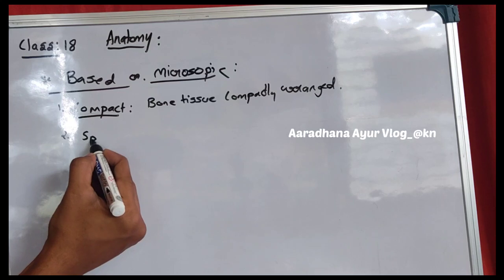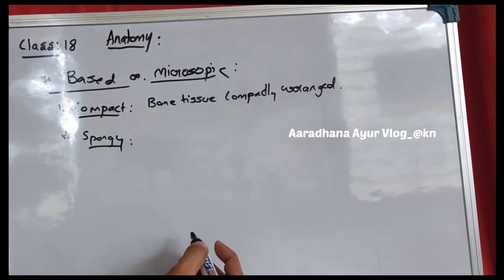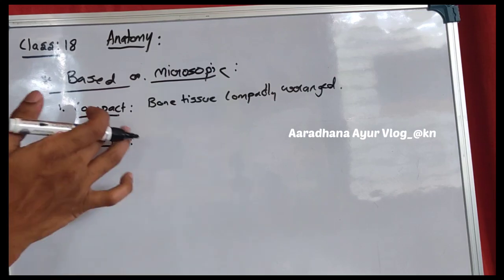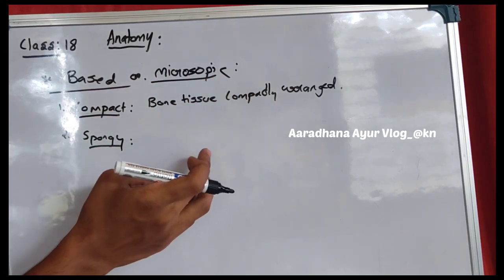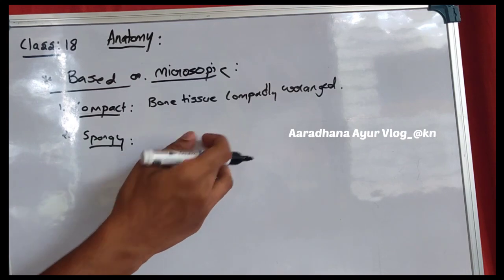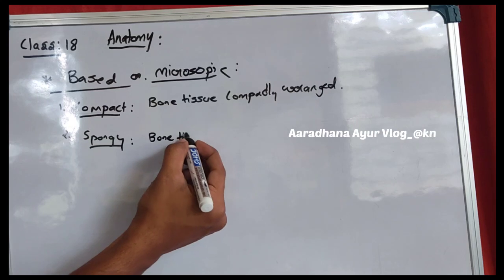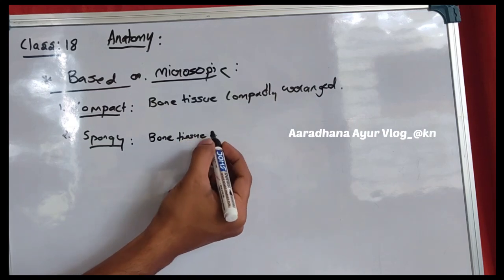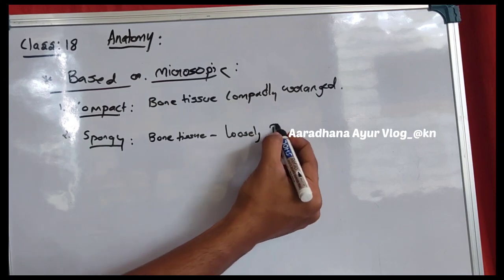Second one is the spongy type. Here it is not that compact, it is somewhat loosely packed. Similarly here also the bone tissues are not that compactly arranged, they are loosely packed.